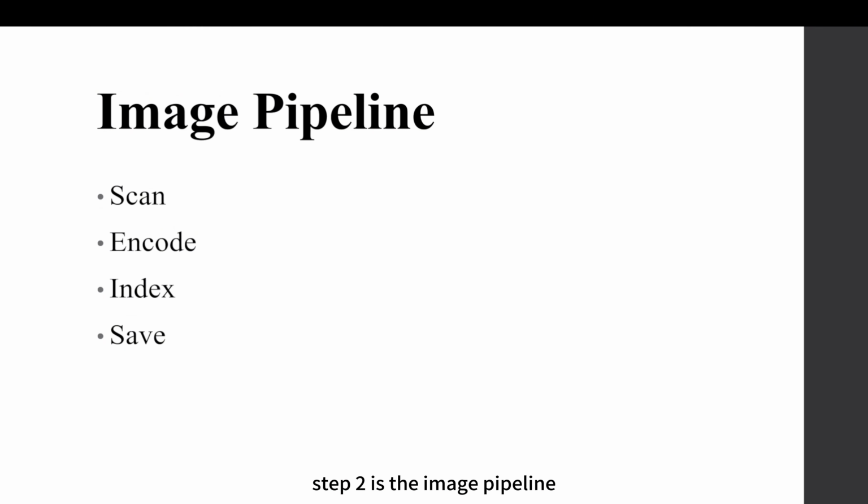Step 2 is the image pipeline. Here, the pattern is similar to the text pipeline. First, scan the docs folder for images. Second, encode them with the vision language encoder. Third, index the image vectors. Finally, save the image metadata like original path. At query time, we will encode the text query in the same space to retrieve the most relevant images.